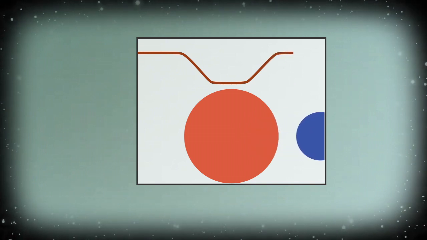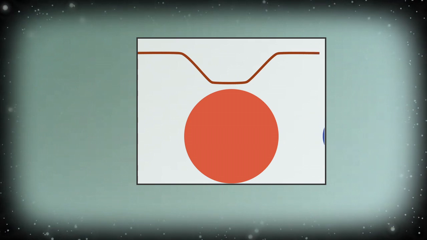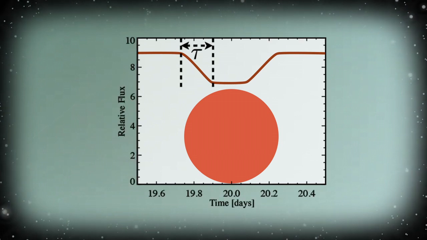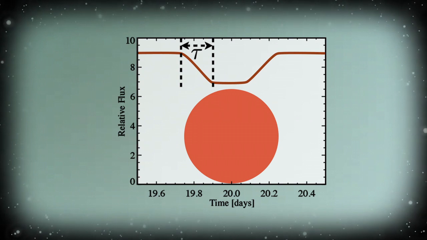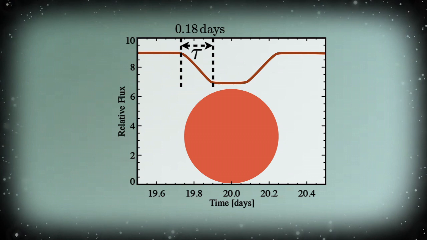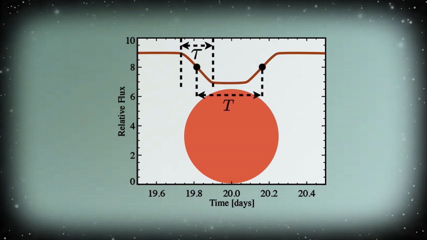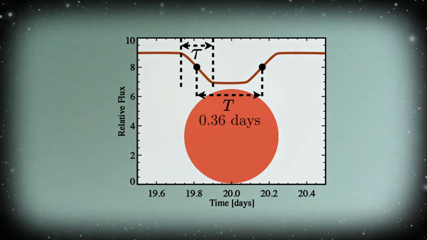The durations of these phases of the eclipse teach us the sizes of the stars. Here's how it works. Let's use the symbol tau for the ingress duration, which is also equal to the egress duration. From the chart, tau is 0.18 days. And let's use t for the duration between the midpoints of ingress and egress. That's 0.36 days in the example.